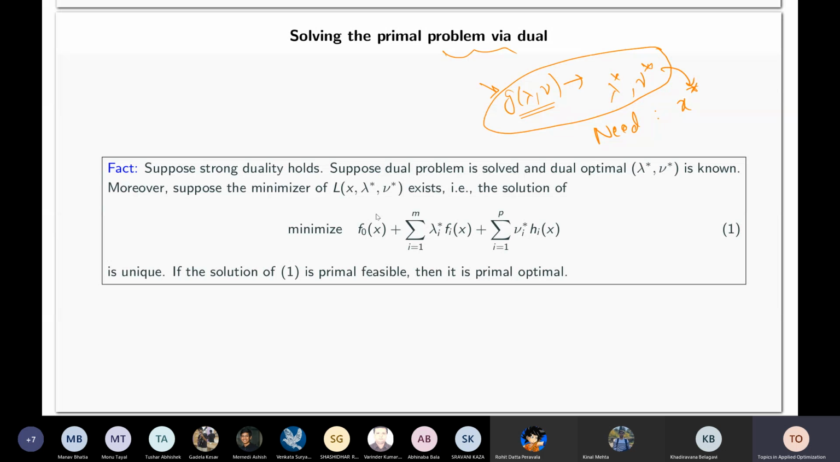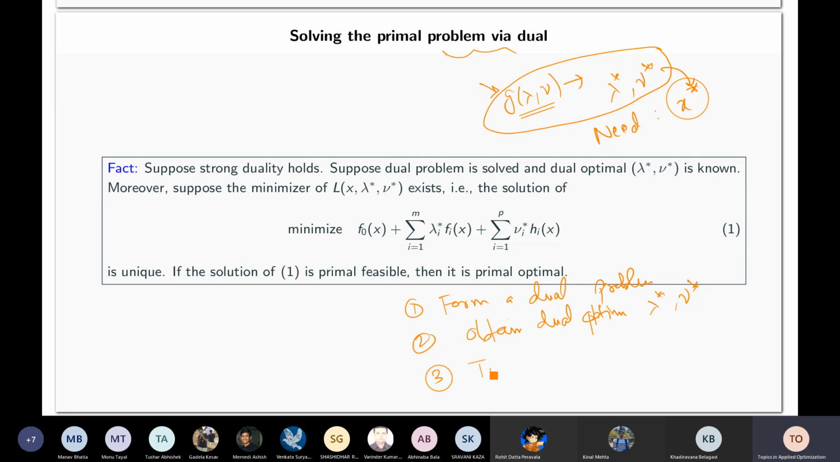Well, we are supposed to minimize this. And the place where the minima will exist, that will be my primal optimal. So the steps involved are: form a dual problem, and then obtain the dual optimal parameters, which are lambda star and nu star.